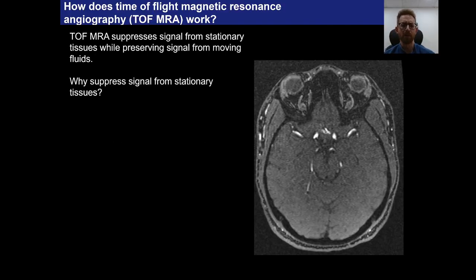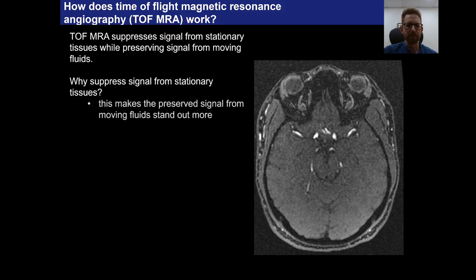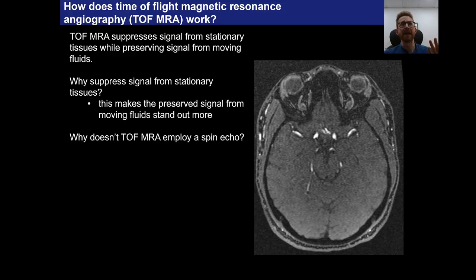How does time of flight MRA, magnetic resonance angiography, work? Essentially, it's the opposite of a spin echo. Remember, a spin echo boosts signal from the stationary tissues and makes the moving fluids, i.e. in the arteries, appear relatively black. That's the opposite of what we want to do in a time of flight MRA. We want to make the arteries white and the stationary tissues black so that we can easily see the arteries. So it's the opposite of a spin echo. Therefore, we don't want to use a spin echo.